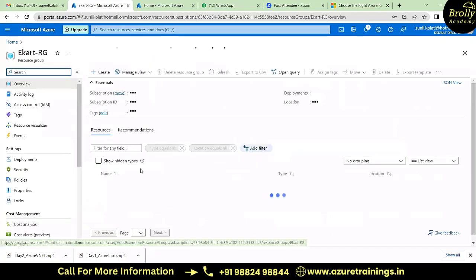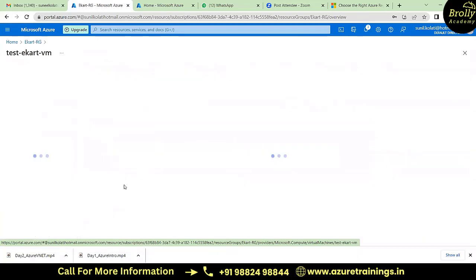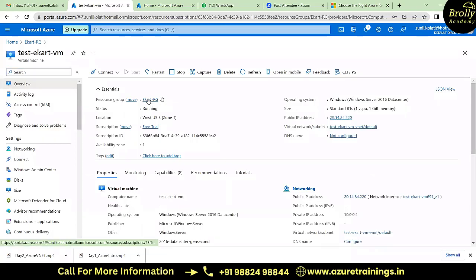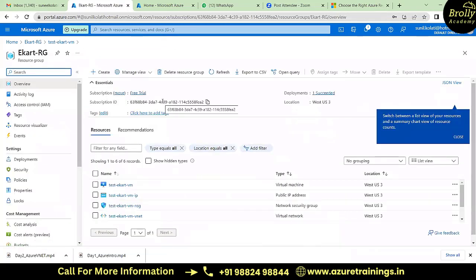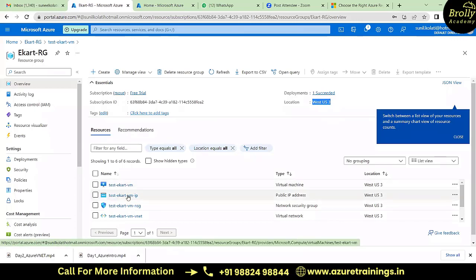Suppose I am unable to change anything related to this VM, test-ecart-vm. I have to check what the resource group of this VM is. Here the resource group is ecart-rg. I have to check whether there is any issue related to this resource group. If there is any issue in the West US 3 region, definitely it's not possible to make any modifications to the VM which is hosted in this resource group.